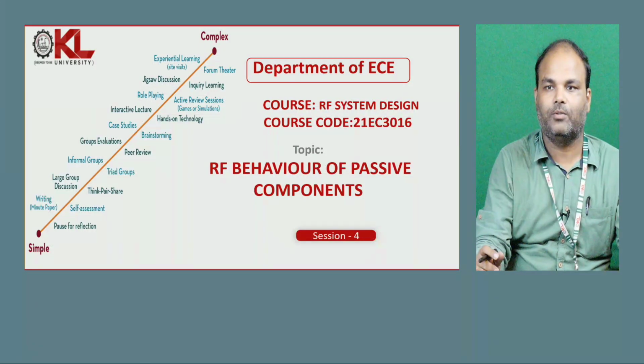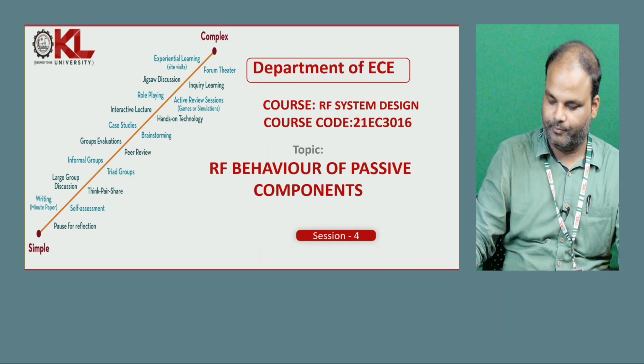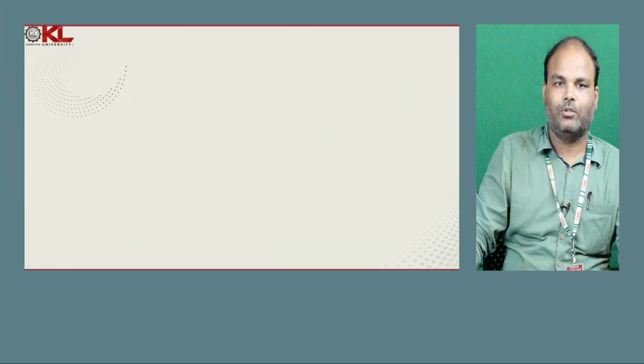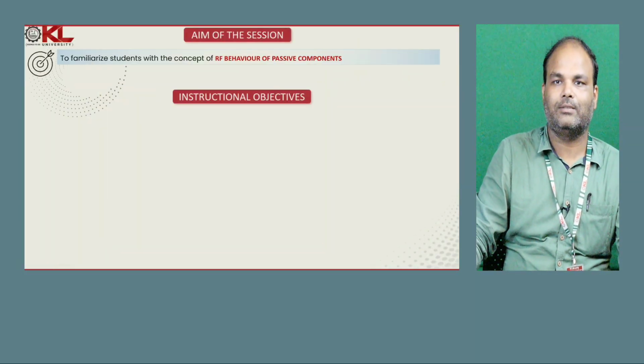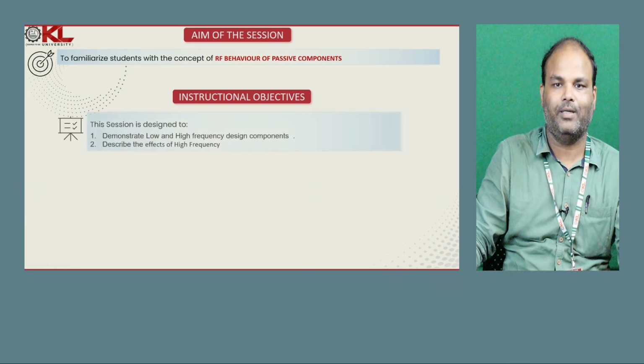Okay, today we are going for session 4, and this course is RF system design. Course code is 21EC3016, and today we are going to discuss the RF behavior of passive components. The aim of the session is to familiarize the students with the concept of RF behavior and passive components.